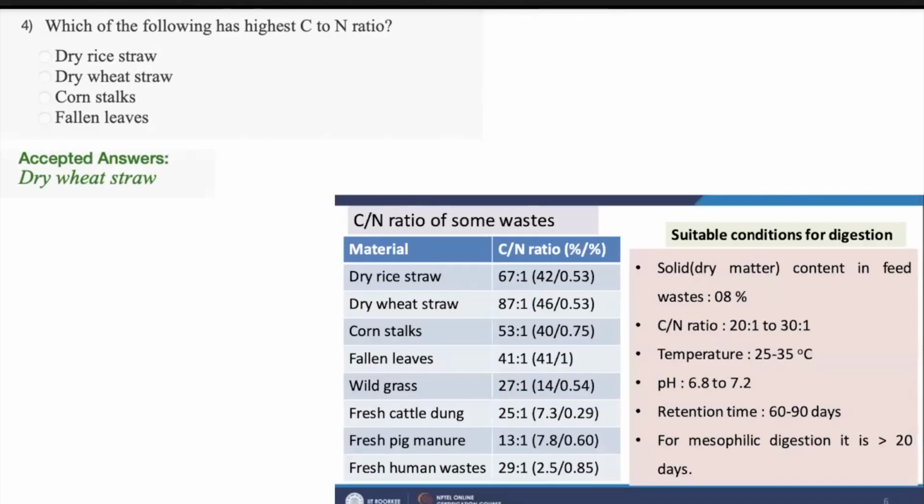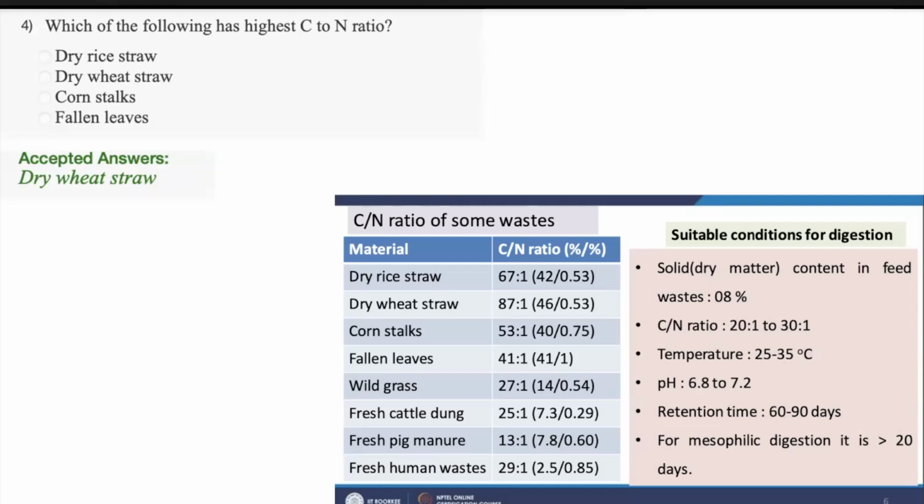So if your answer was dry wheat straw, then you are correct. If you do not remember the exact ratios, I recommend you go back to this slide and see. Do not try to remember every single detail in this slide, because obviously it is not practically possible for you to know everything at the top of your head. But just try to keep in mind the highest and the lowest CN ratio materials, right?